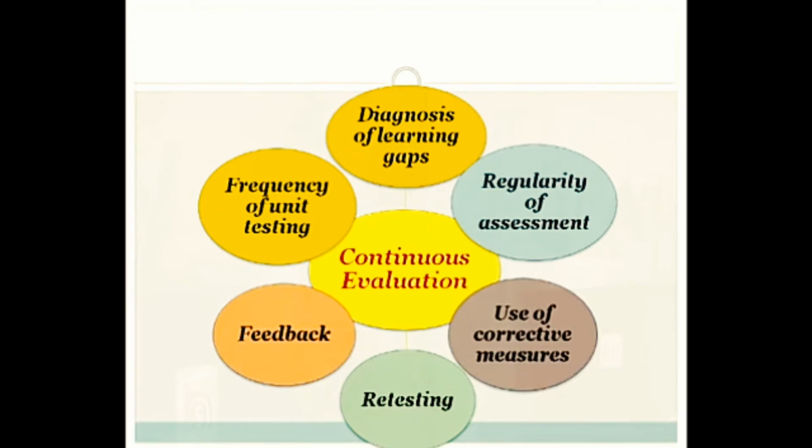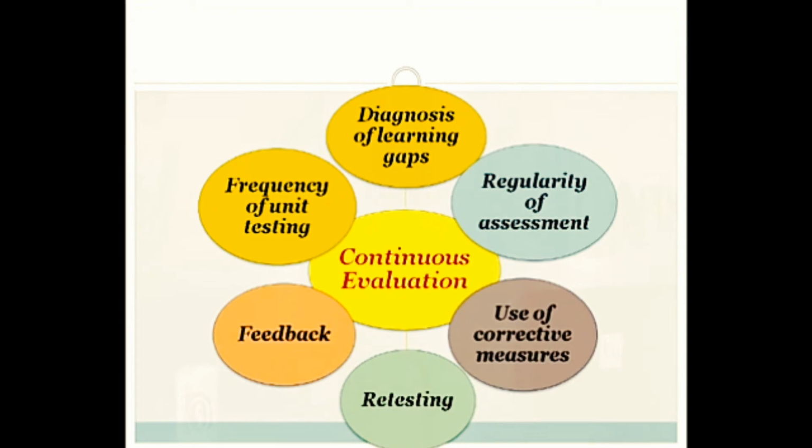Then continuous evaluation. You can see on the screen the features of continuous evaluation. First is frequency of unit testing. Frequency of unit testing means in CCE, the unit tests are conducted at frequent intervals. There is regularity of assessment. The unit tests are conducted at frequent intervals, at the end of a unit, at the end of a chapter. So this is the regularity in assessment.